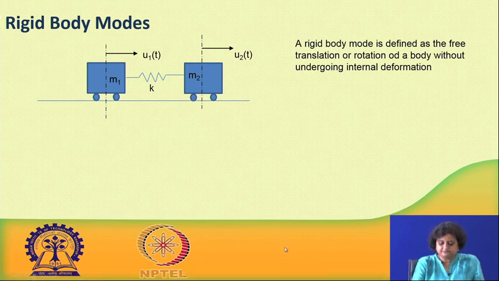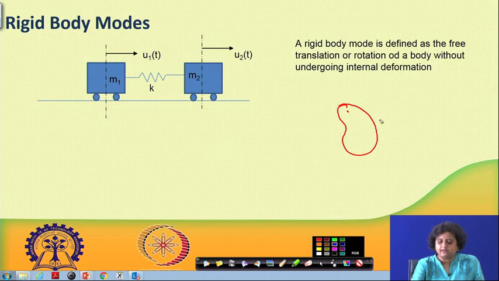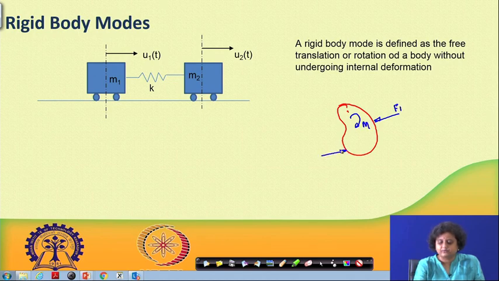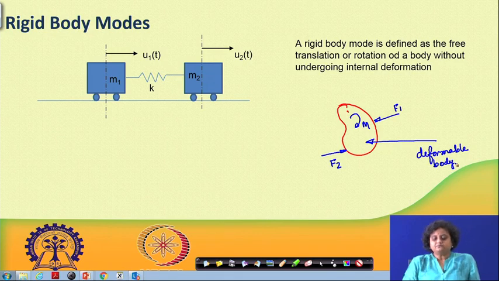So, suppose I have a system of this form and I apply external loads and moments on this system. So, this is a deformable body. Now, when I apply these forces and moments on a deformable body, the body is going to experience strains and stresses, or we can also say deformation.